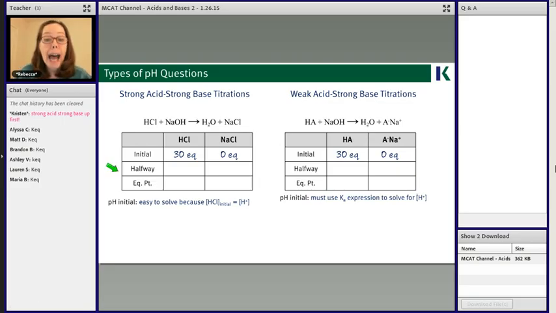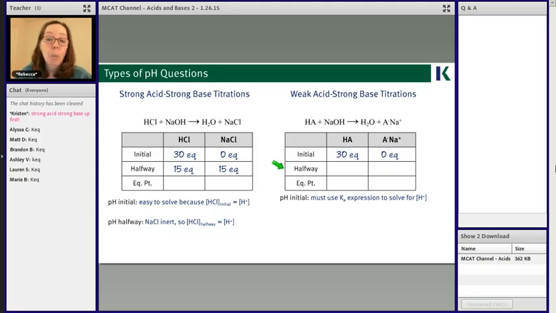When we are halfway through, we're going to have 15 equivalents of acid, because we've, by definition, used up 15 of them, and we'll have made 15 equivalents of sodium chloride. Now, the NaCl is inert. We've already determined that since this is a strong acid, this is an inert conjugate base. And the HCl concentration halfway equals the H+ concentration.